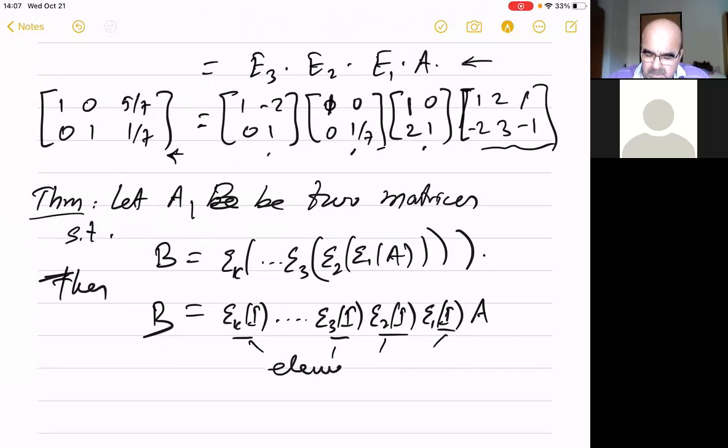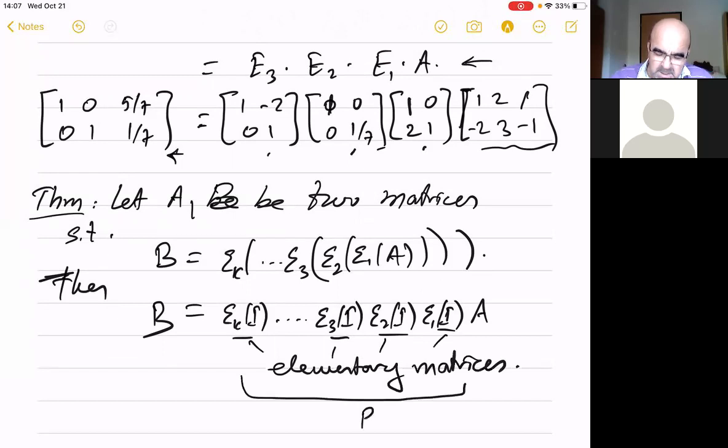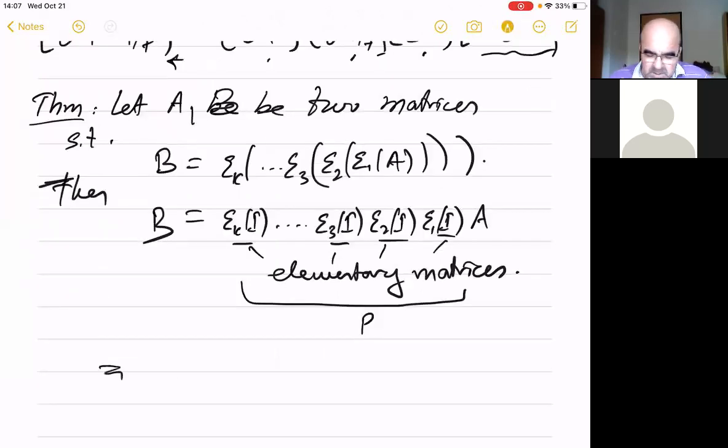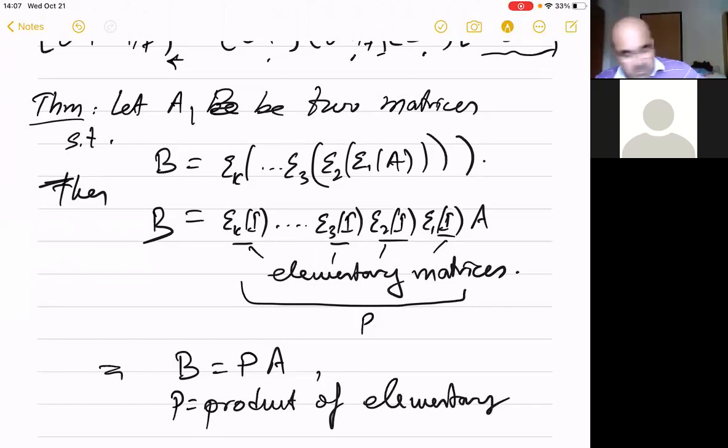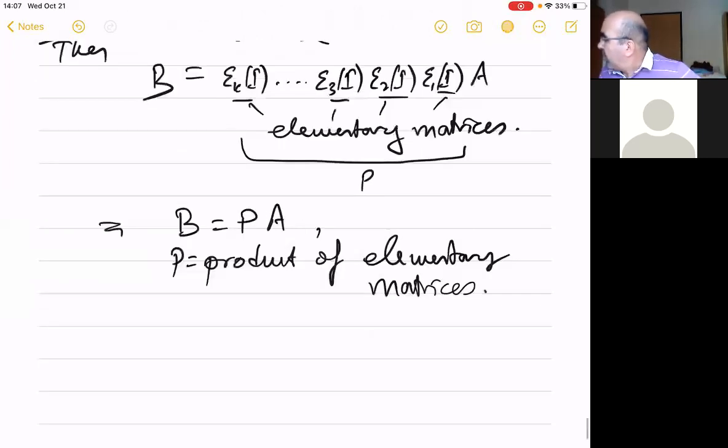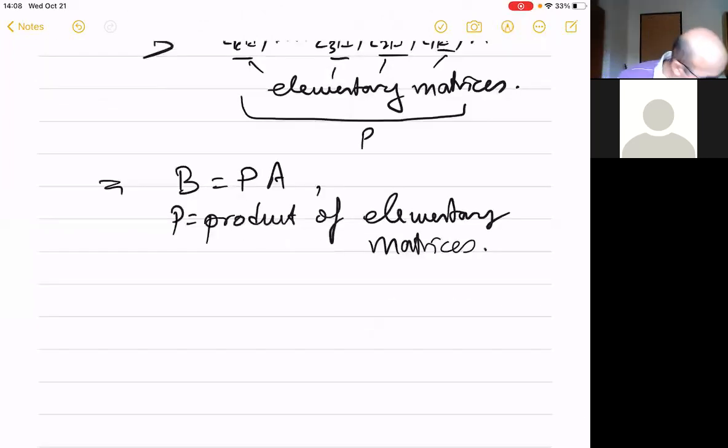So if you call this matrix P, we may write B as P times A, where B is any matrix. And P is a product of elementary matrices.